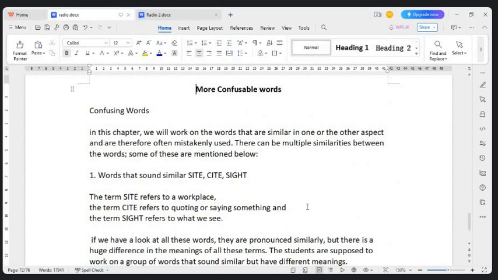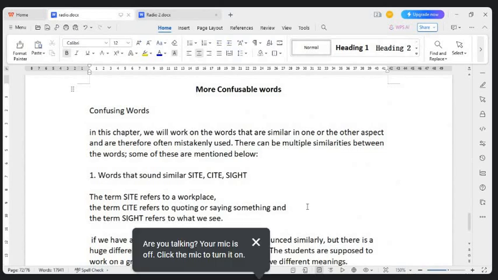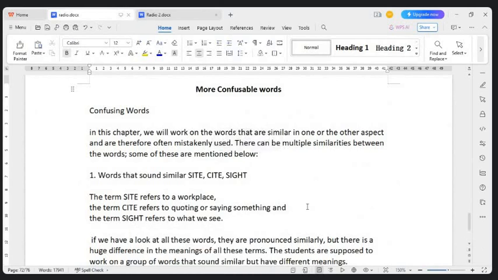Let's articulate. In today's session, we are going to discuss the words that are bound to confuse us, how they confuse us, and what their pronunciations are. All right, so let's begin. Some confusing words in this chapter are those that are similar in one aspect or the other and are mistakenly used. Okay, so we use them by mistake in sentences where they don't belong. We are going to look into those.